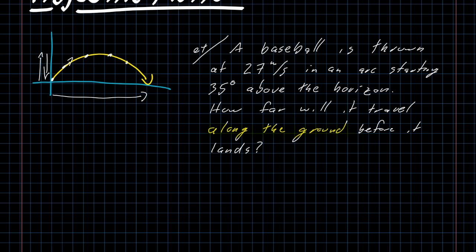Well, I've already explained that we want to break this thing into components. We are given an initial velocity. Our initial velocity is a vector. It is 27 meters per second. And I'm sorry, I was lazy when I copied that down. That should have been 27.0 meters per second.